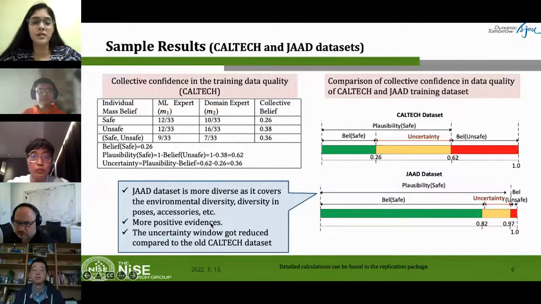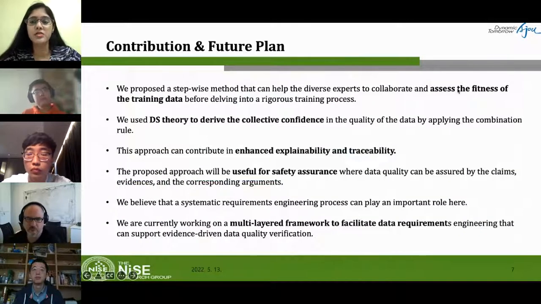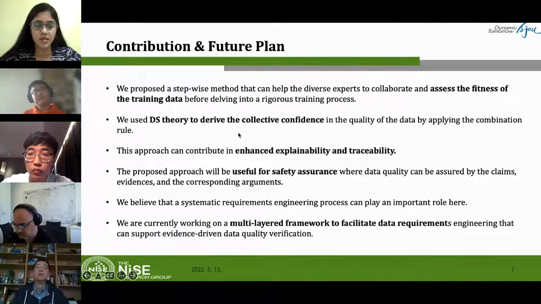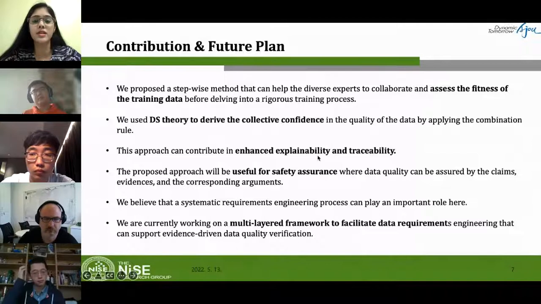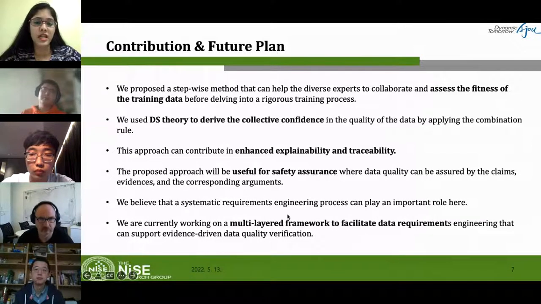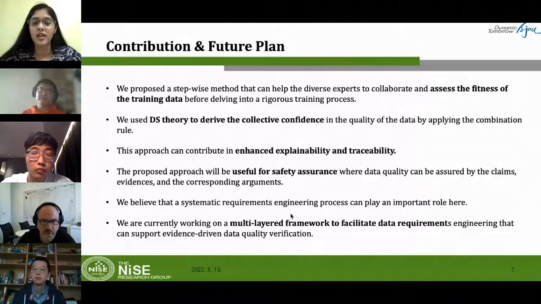So to sum up our contribution, we attempted to assess the fitness of the training data before getting into the rigorous training process. We used Dempster-Shafer theory for the purpose. It has the potential to enhance explainability and traceability as we have the arguments, evidence, and the claims. It will be useful for safety assurance, and we believe that the requirements engineering process can play an important role, and currently we are working on that.